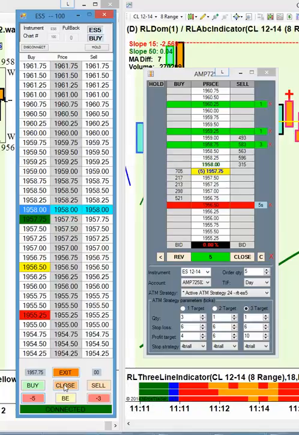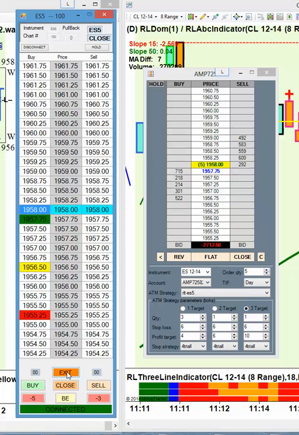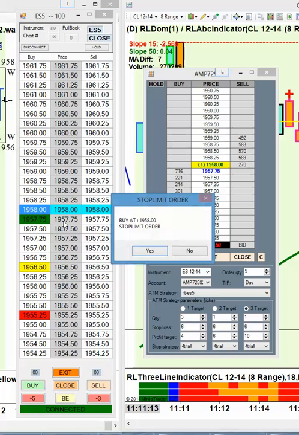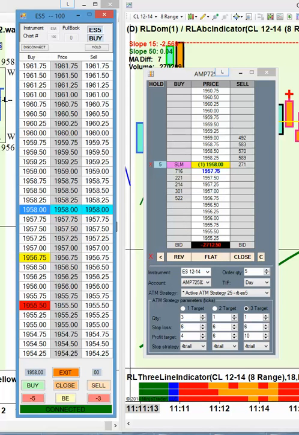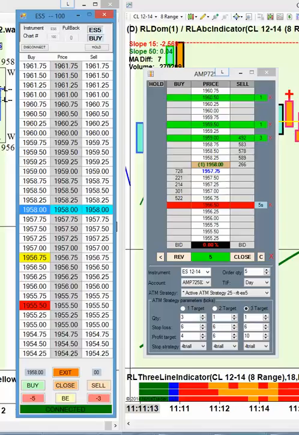So I close this trade. I have to exit it, sorry. Target filled. Closes it out. And if I want to, let's take a buy stop limit order at 00. Order pending. Order filled.